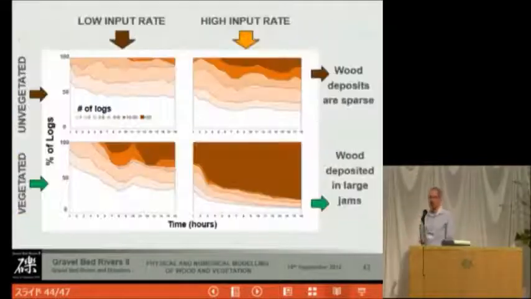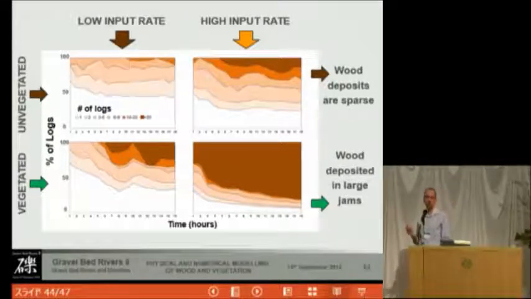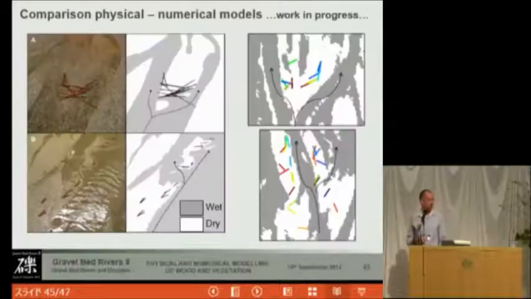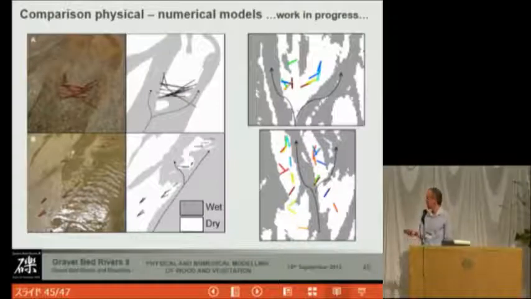And this summarizes the results of this work. You can see here in the case of the unvegetated flume with low input rate, almost half of the logs are deposited as single logs. If you go to the other extreme, most of the logs were deposited in very big jams. So I think my time is almost over, so I'm arriving at the end. This is what I anticipated.